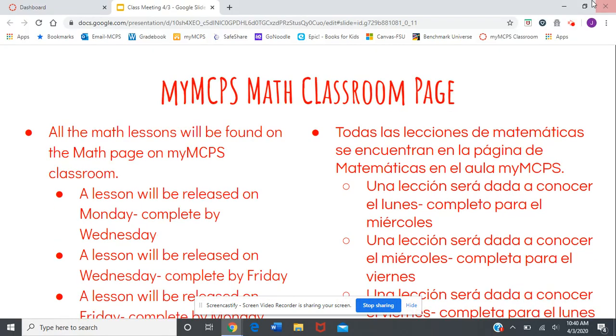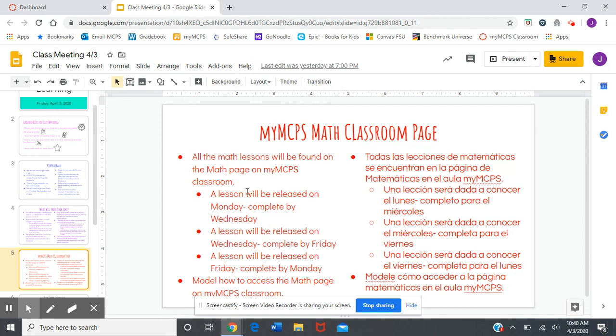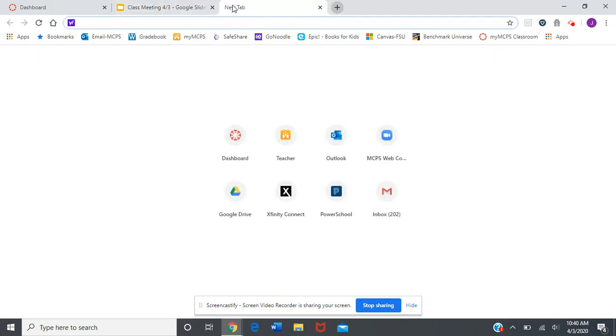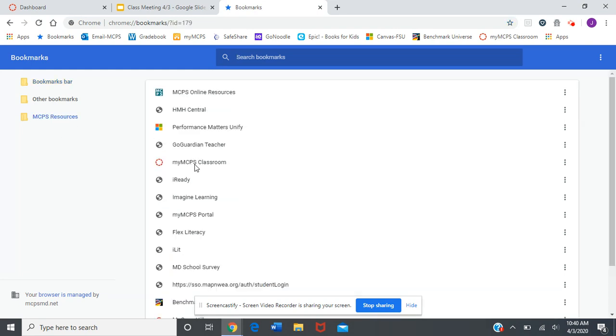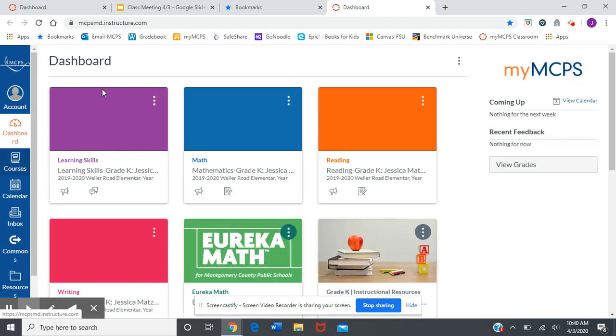So I'm going to go ahead right now and show you how to get on to the math page in case you don't know. When you open up the Chromebook or on another laptop if you're using it, I find that going to the bookmarks, MCPS resources tab, My MCPS classroom. So if you give me a moment, I will go into a student view in a second, but they are going to be looking for this blue math course.